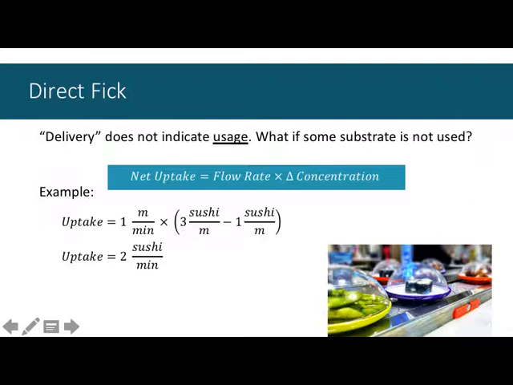You can also think of this as extraction. And I'm starting to use words that are going to parallel the physiological situation. If you substitute oxygen for sushi, you're on your way to understanding extraction of oxygen by the muscles of the body. It sees some oxygen, doesn't use all of it, some of it's extracted. If we can figure out the change in concentration and the flow rate, we can calculate net uptake.